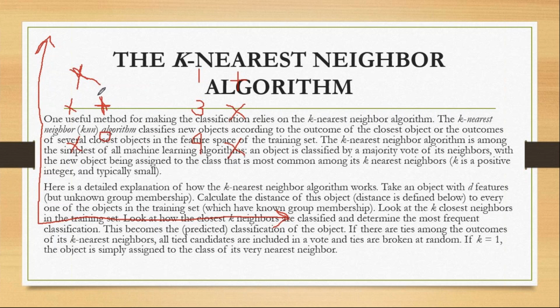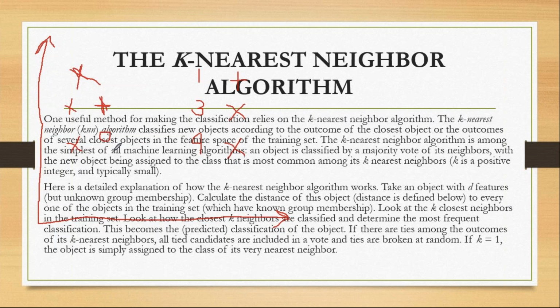Now here, out of these four samples that I have, three votes for cross, one vote for this plus. So the majority vote goes with X. So I have classified my new sample as X. So this is how it works. Does it make sense or is it still unclear?